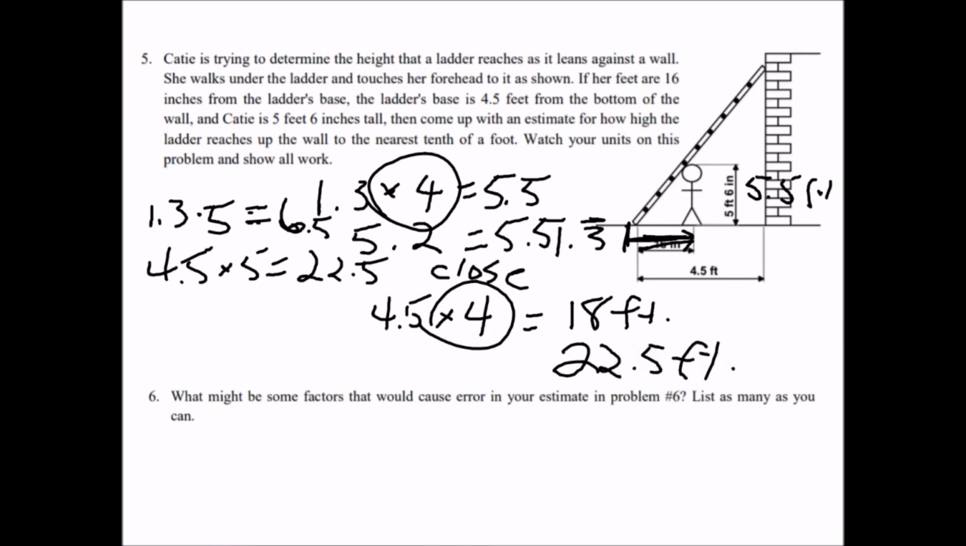Now, what might be some factors that would cause error in your estimate? I think it says problem 6, I think they mean problem number 5. List as many as you can. I'm not going to write them down, but how does she know that she's exactly 16 inches? How does she know she's exactly 5 feet 6 inches? How does she know the base of the ladder is 4.5 feet? The ground might be uneven. She might be overestimating, things like that. There's always human error whenever measurements are taken.